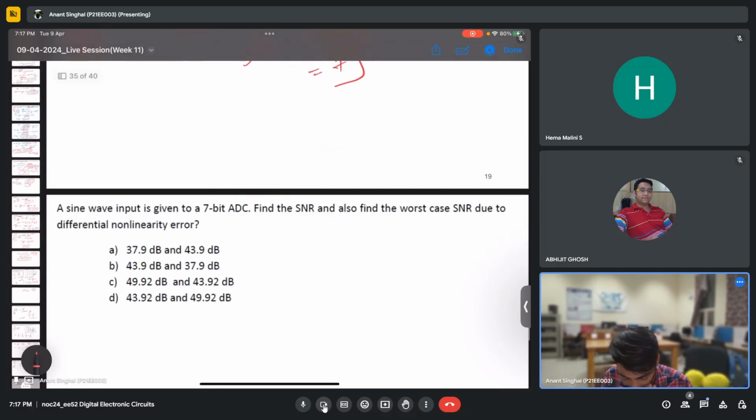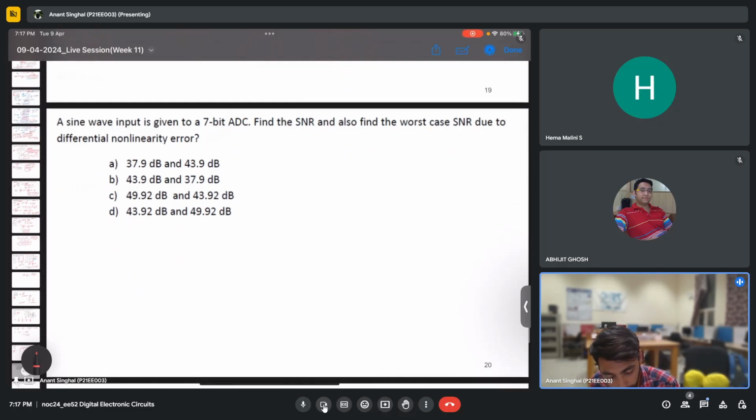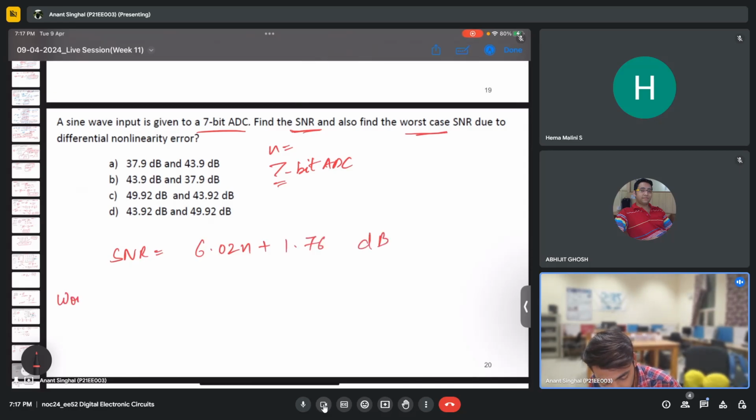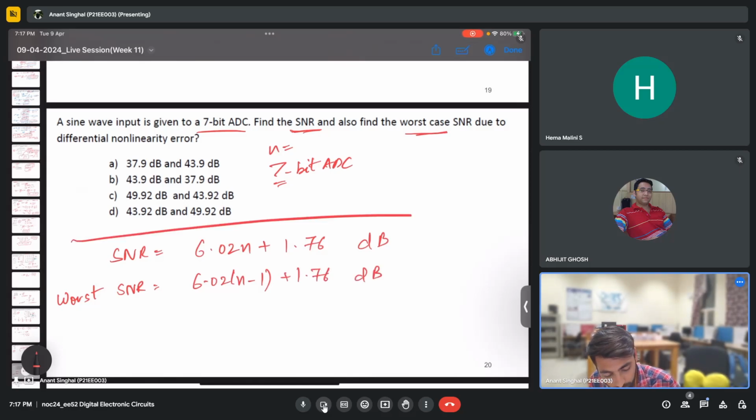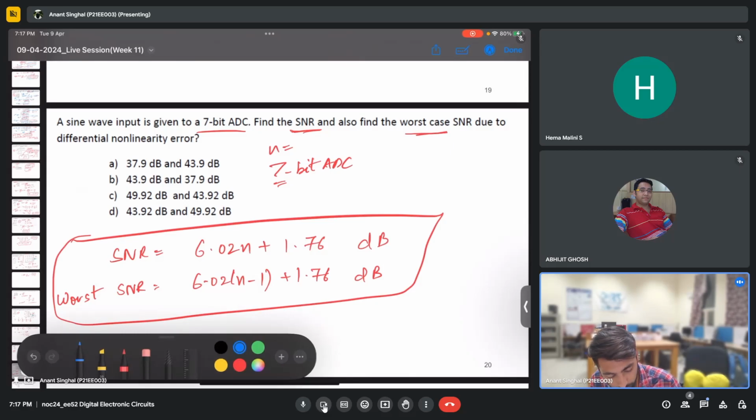Let's move ahead. Now a sine wave input is given to a 7 bit ADC. So n is 7. We need to find the SNR and also the worst case SNR. It is a direct straightforward question. SNR in dB is calculated by 6.02 n plus 1.76 dB, and the worst case SNR is a bit lesser. So the worst case SNR is 6.02 times n minus 1 plus 1.76 dB. These are the basic formulas that will give you the answer to this problem.